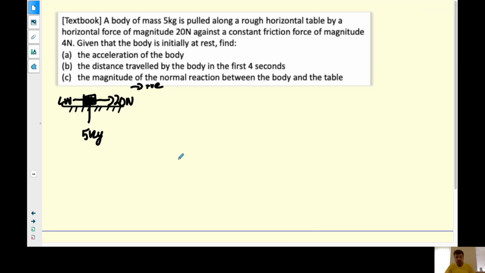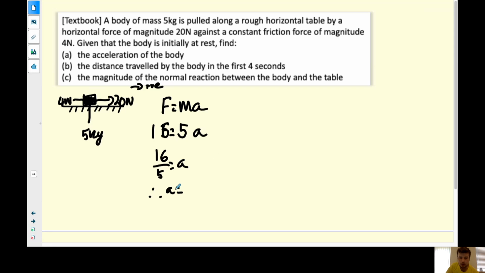So again, if it's at rest, we know that the resultant force is going to be 16 newtons. So therefore, there is a force acting upon it. So we could work out the acceleration. So using F equals ma, my force is 16 newtons, which I know from 20 subtract 4. My mass is 5, times a. So what do I multiply 5 by to get to 16? So 16 over 5 equals a. Therefore, a is equal to 3 1/5, or 3.2.